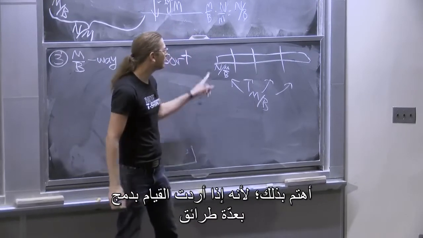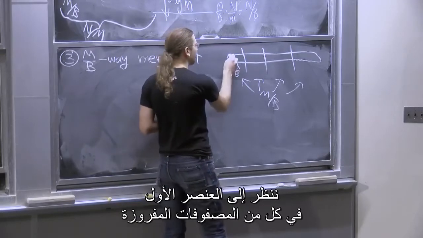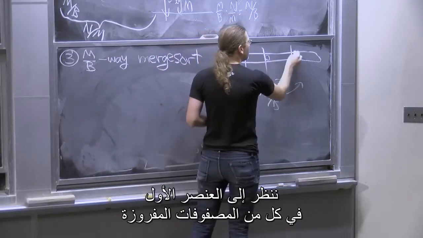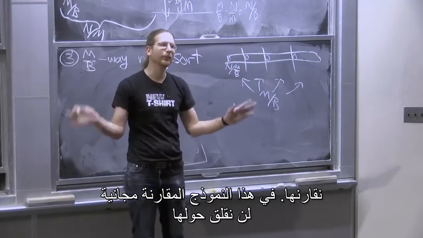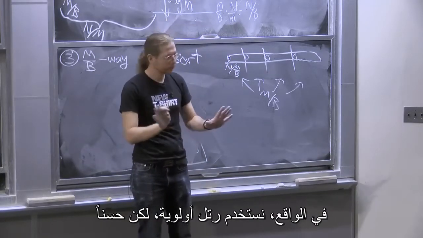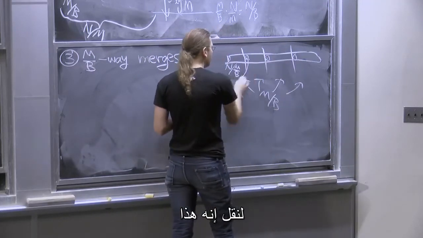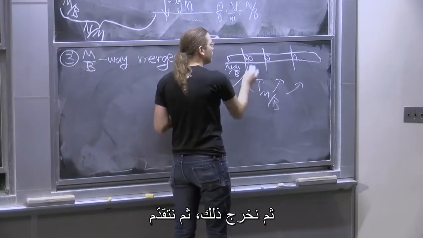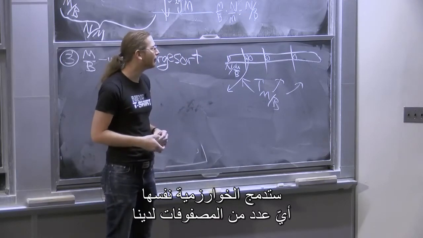I care about that because if I want to do a multi-way merge, you can mimic the same binary merge. You look at the first item of each of the sorted arrays. You compare them. In this model, comparisons are free. In reality, you use a priority queue. So you find the minimum of these, let's say it's this one. You output that, and then you advance. Same algorithm, right? That will merge however many arrays you have.